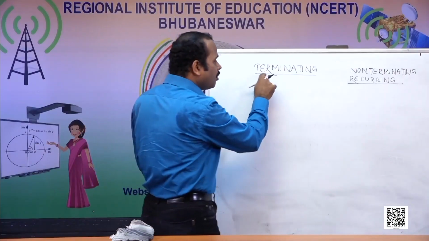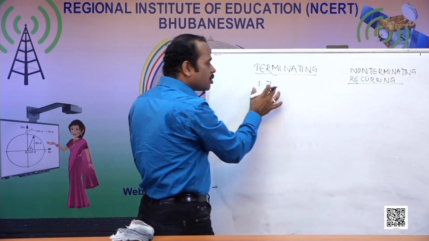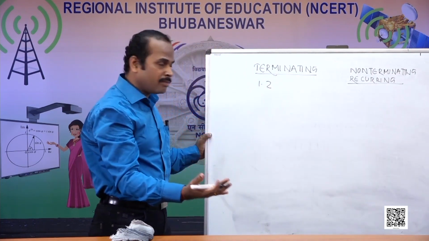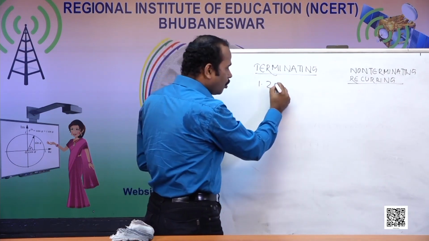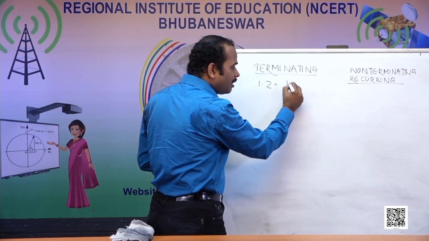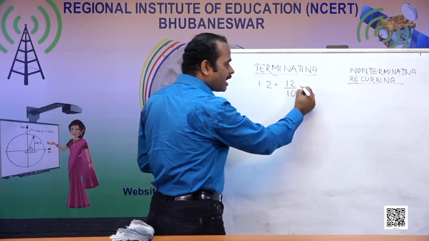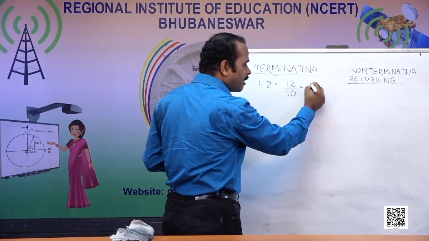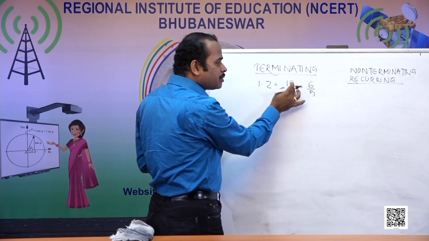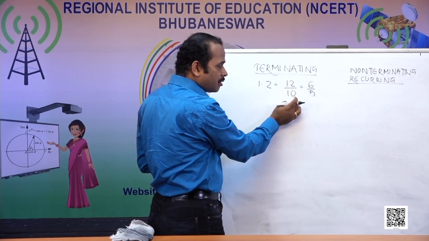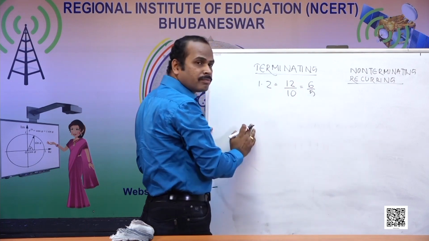So let us take a terminating decimal number. For example, it is 1.2. So how to convert this 1.2 into rational form? Very simple. We can write 1.2 as 12 by 10, and I will write it as 6 by 5. When I reduce this by 2 and reduce this by 2, I will get 6 by 5. So 6 by 5, I got, is 1.2.